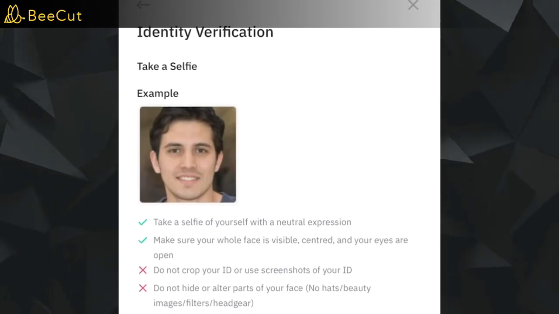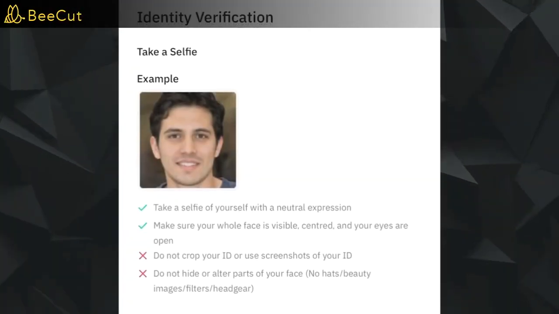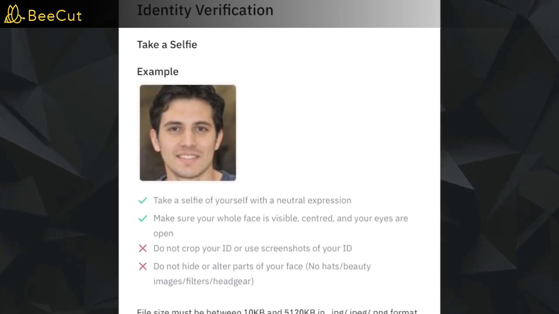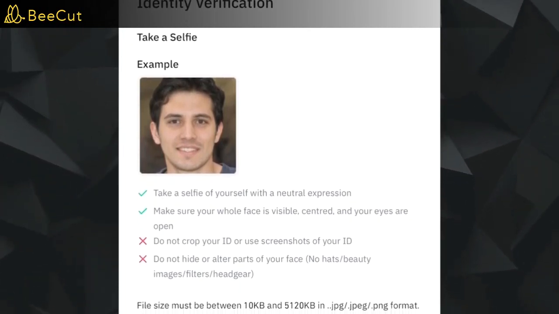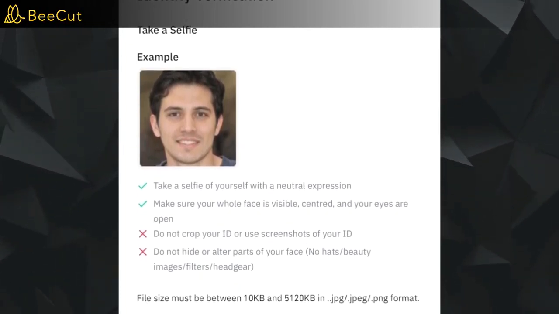Next up is the selfie verification. You want to take a selfie with a neutral expression, so we're not smiling or we're not sad. Your whole face is visible and eyes are open. You don't want to crop or take a screenshot. You don't want to wear hats. You don't want to use filters or anything on your face.